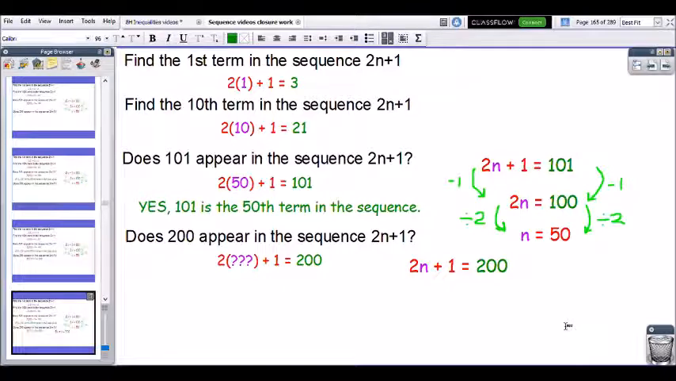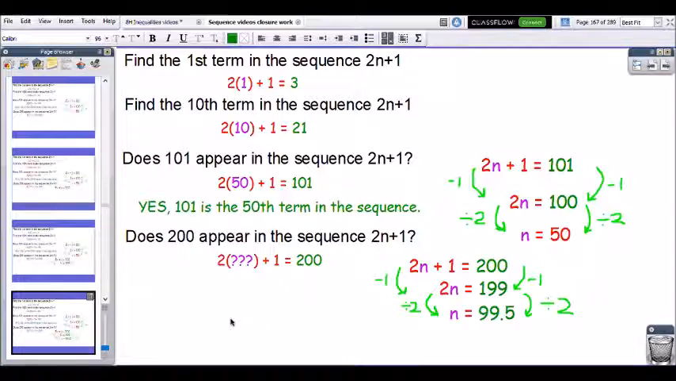Solve means find n, so just like before, I'm going to subtract 1 from both sides, so that tells me that 2n equals 199. How do I get from 2n to just n on its own? Well, I'm going to divide by 2. That tells me that n is 99.5. What I'm about to say is very important now. If you solve the equation and you do not get a whole number, so if you get a decimal, that means that that term is not in the sequence. So my answer is no, and I'm going to show you why.